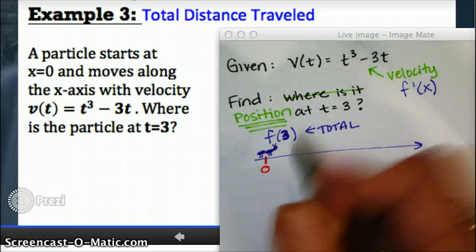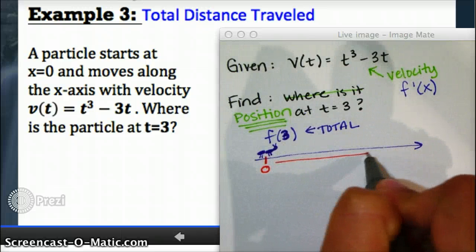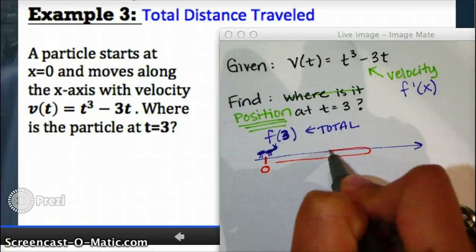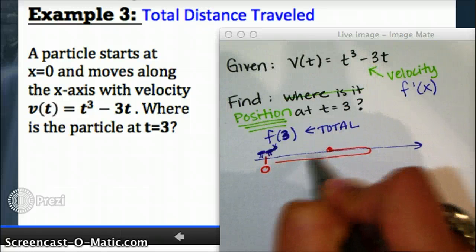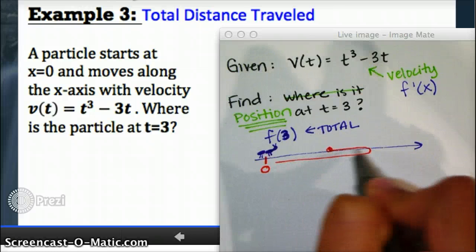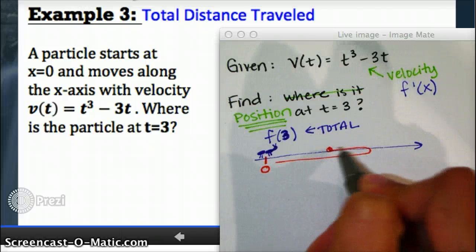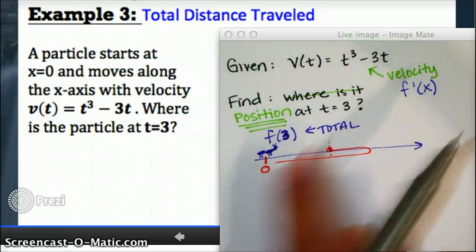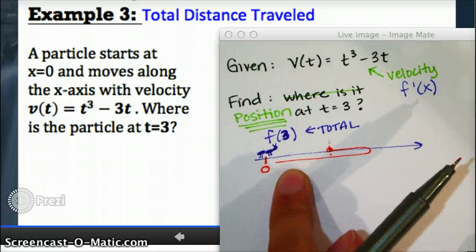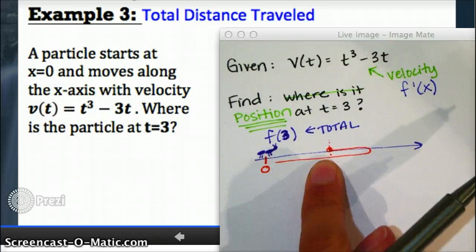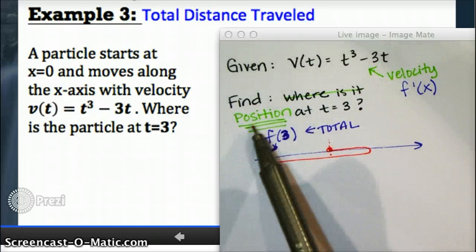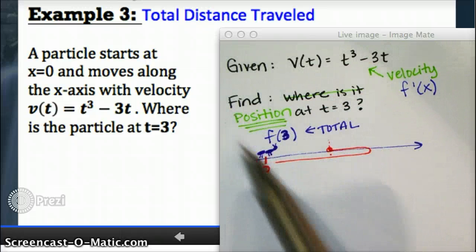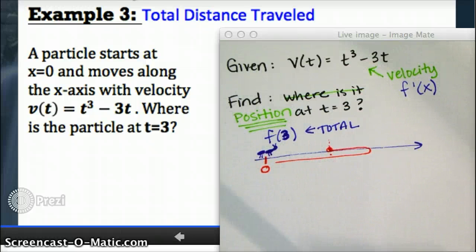In other words, if the ant starts moving this way and then it turns around, and let's say it ends up right here at 3, the total amount traveled forward minus the total amount traveled backwards up until 3 tells us exactly where the ant ends up. This is not the graph of the function in question. This is just an idea I'm trying to give you to explain why the position represents a total here, because total is the key idea for integral.